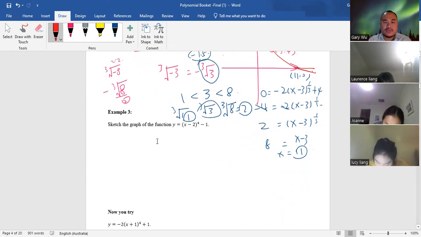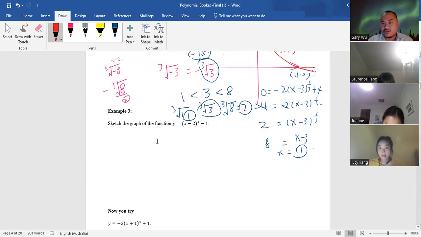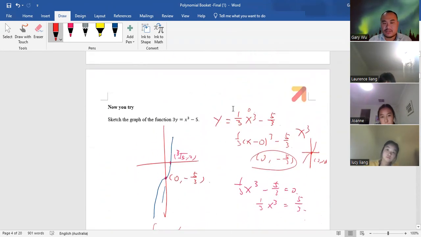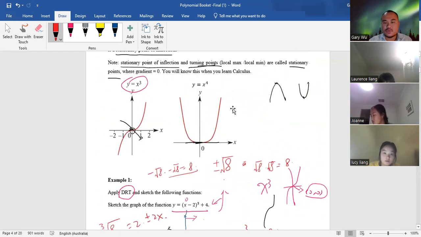Okay, example 3. What kind of shape is it? It's x to the power 4. So what kind of shape is it? Joanne, what kind of shape is it? It's a quartic. And what's the basic shape for quartic? The basic shape for quartic is this one.